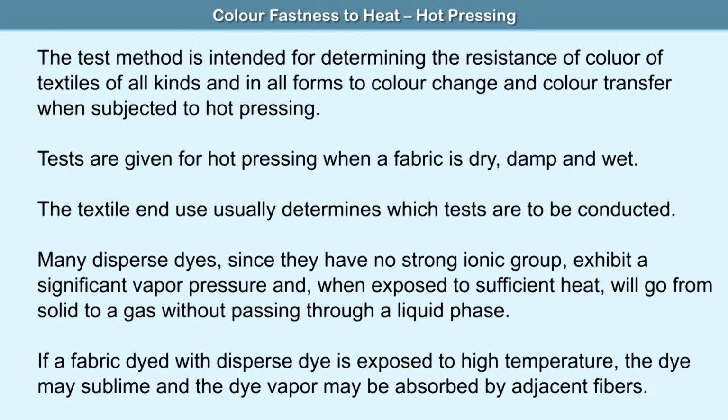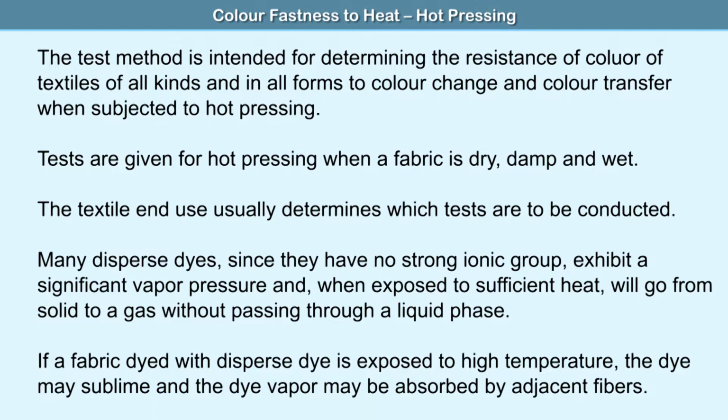Colorfastness to heat: hot pressing. The test method is intended for determining the resistance of color of textiles of all kinds and in all forms to color change and color transfer when subjected to hot pressing. Tests are given for hot pressing when a fabric is dry, damp, and wet. The textile end use usually determines which tests are to be conducted.